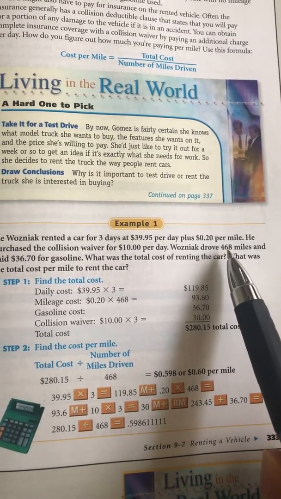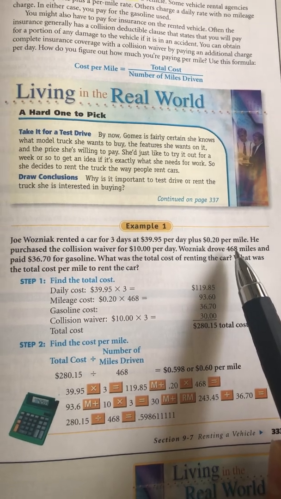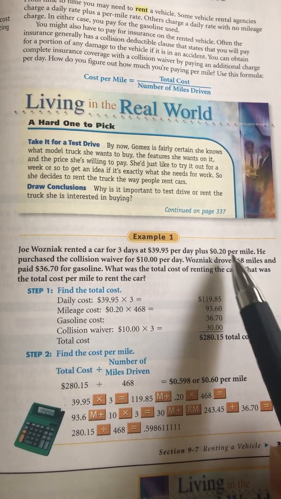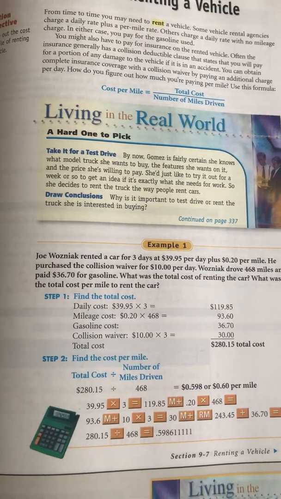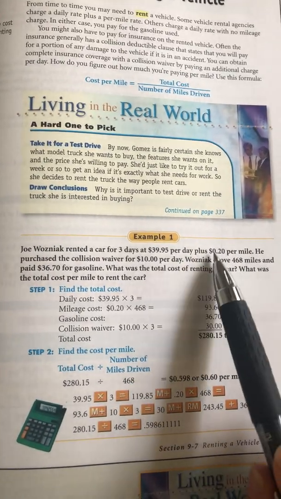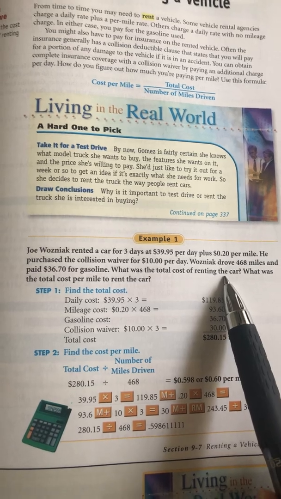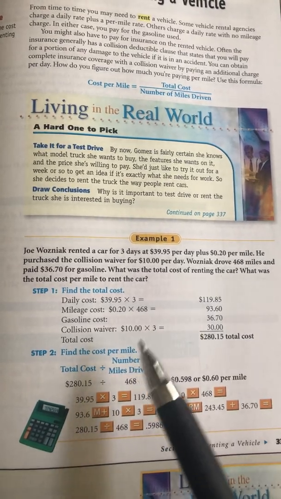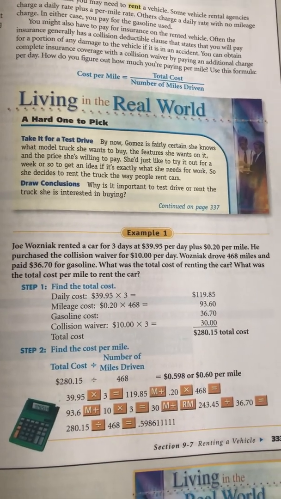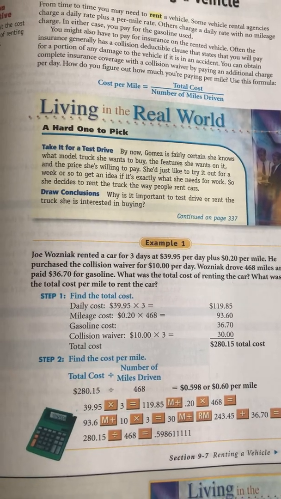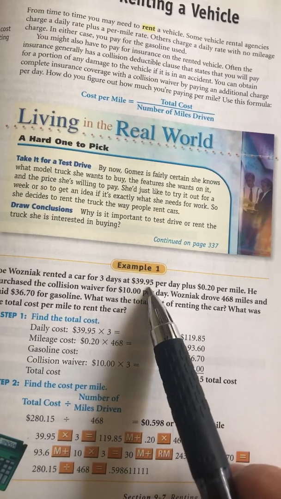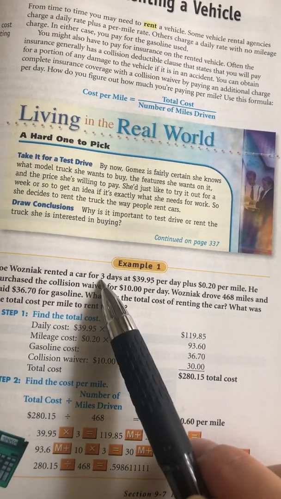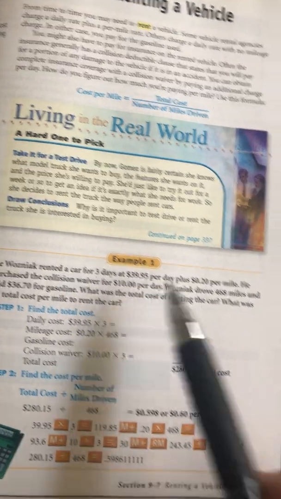He drove 468 miles. Remember, it was 20 cents per mile, so you're going to have to multiply these. And then that's how much he paid in gas. So the question is, what's the total cost of renting the car? And then after you find that, you find the cost per mile. So let's write down all the information. First, the rental fee: $39.95 for 3 days. So each day it's that.